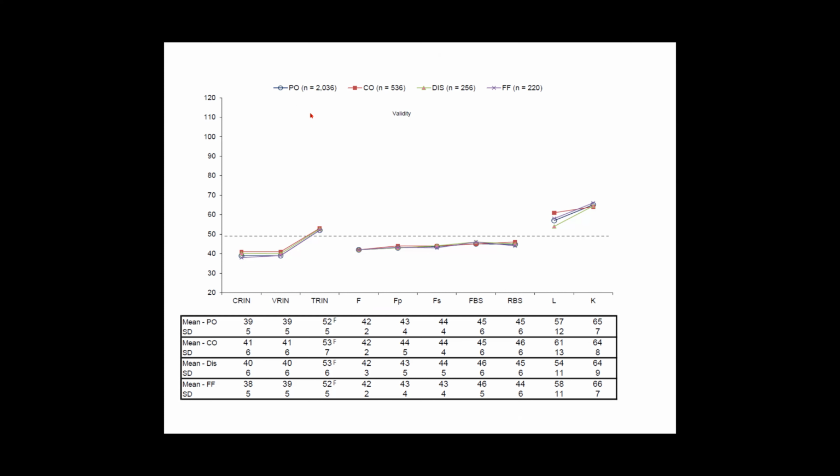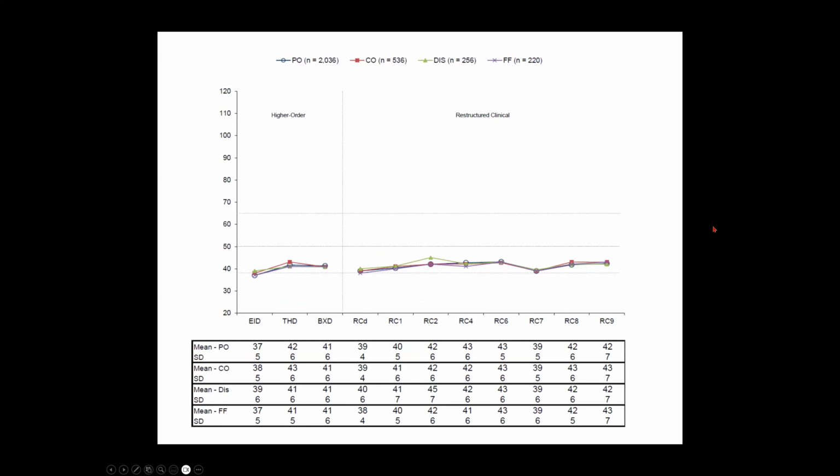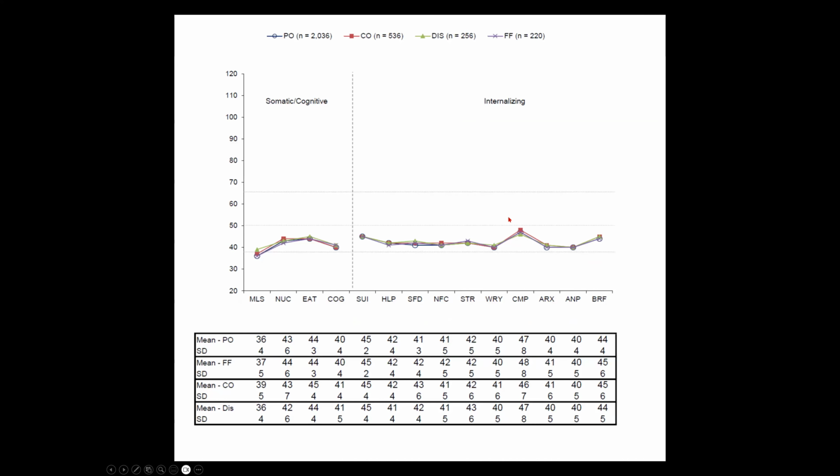And what you're going to see in general here is that the similarities are quite remarkable across these four occupations. The one scale on which we see a little bit more separation is L, with our correctional officers having a mean score of 61 on L, and the dispatchers having a mean T-score of 54. So that's the largest difference that we see here. But otherwise, by and large, very comparable scores for the four public safety positions on the higher order and restructured clinical scales. Here's that compulsivity scale that I pointed out in the context of the police officers.